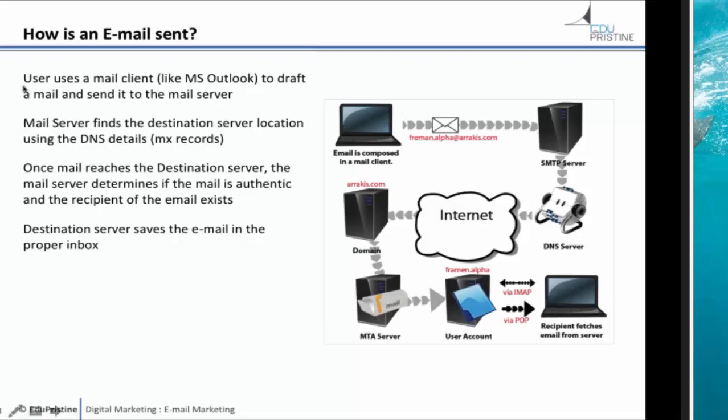So the user uses an email client to draft an email and send it to the mail server. The mail server finds the destination server using DNS details, that is, MX records. MX records are nothing but mail exchange records. Once the email reaches the destination server, the mail server determines if the email is authentic and the recipient of the email exists. The destination server saves the email in the proper inbox.